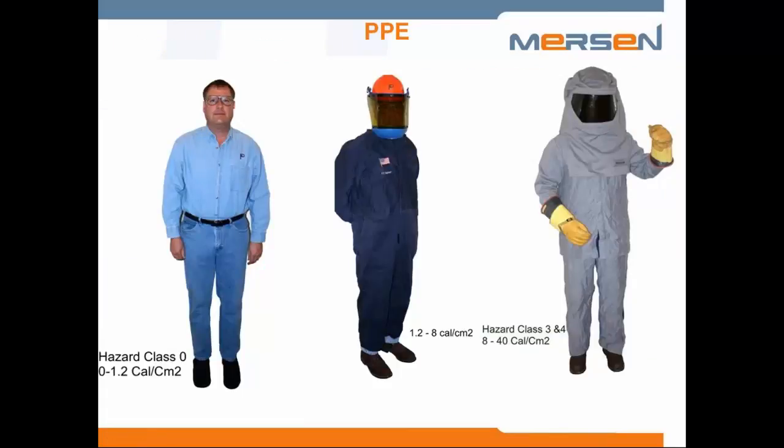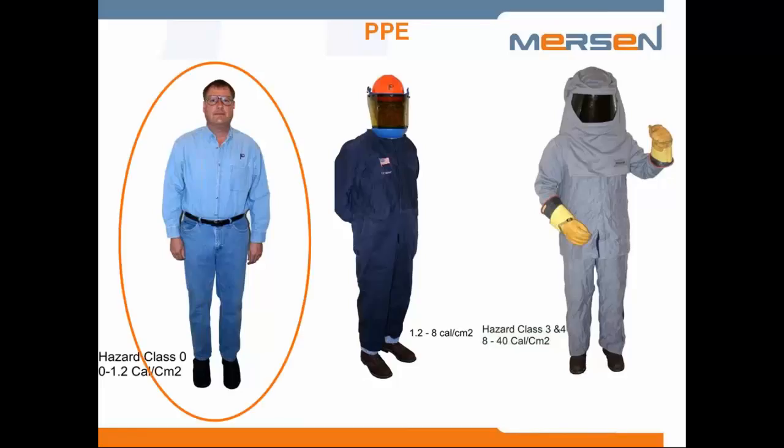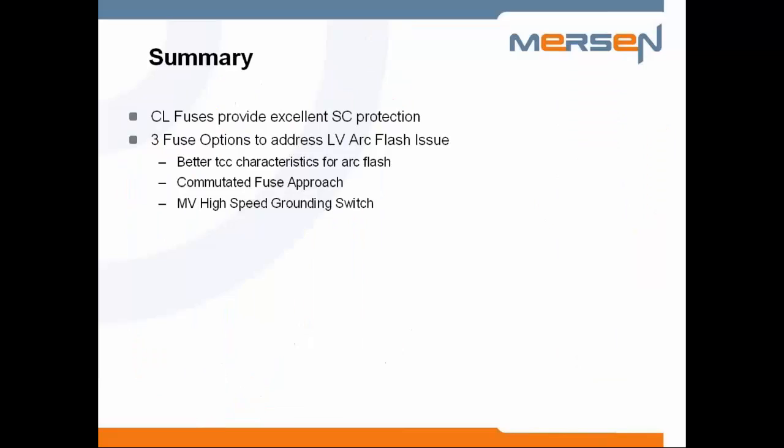This solution, the third solution, brings you to what used to be known as Category 0. As it's below 1.2 calories per square centimeter, arc-rated PPE is not called for. However, electrical workers still need to be mindful not to wear melting fibers, and they still need their safety glasses, and all the other PPE required by NFPA 70 and OSHA.